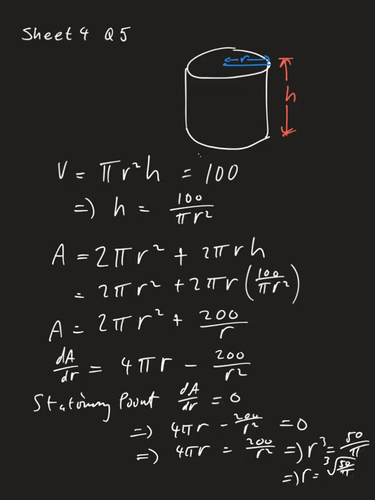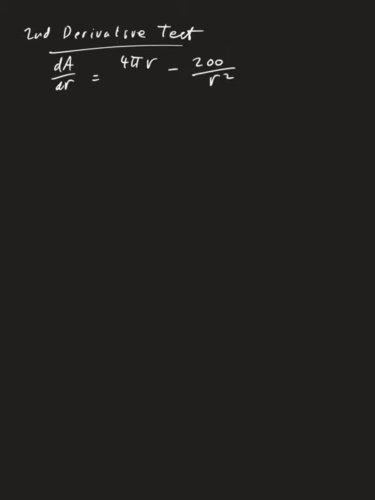So that is a stationary point of the surface area with respect to the radius. And it's the only stationary point. So if it's a local maximum, then it is the global maximum. And if it's a local minimum, then it is the global minimum. So let's check. We check if it's a max or a min with the second derivative test. So I have dA/dr there, which is the same as 4 pi r minus 200 times r to the power minus 2. So 1 over r squared is r to the minus 2. Now I differentiate again.